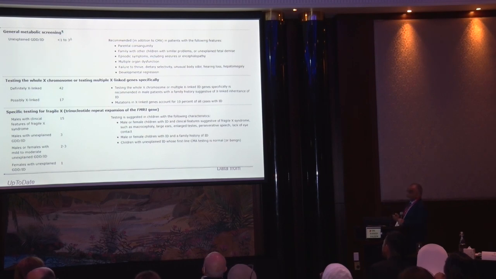But if that is not there, in unexplained intellectual disability where there is a family history of intellectual disability, you can. So if there is a family history of intellectual disability, you can still consider it in unexplained cases without any typical dysmorphic features. And similarly, if there is an unexplained ID in either males or females and microarray is negative, you can do it there also.